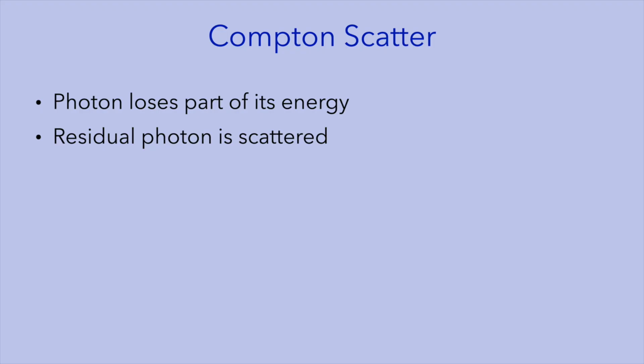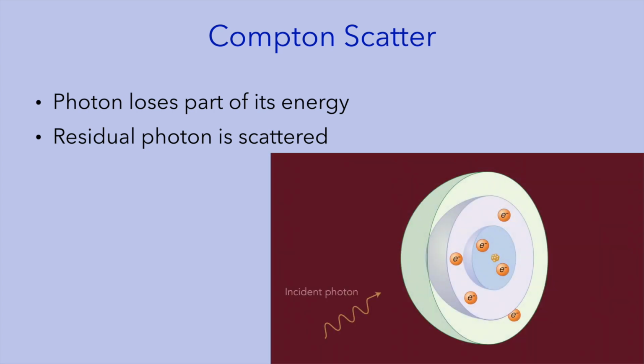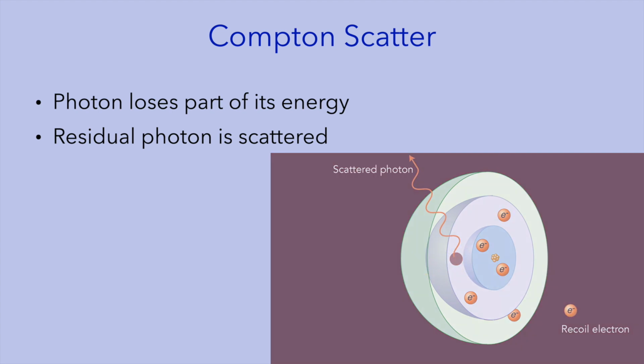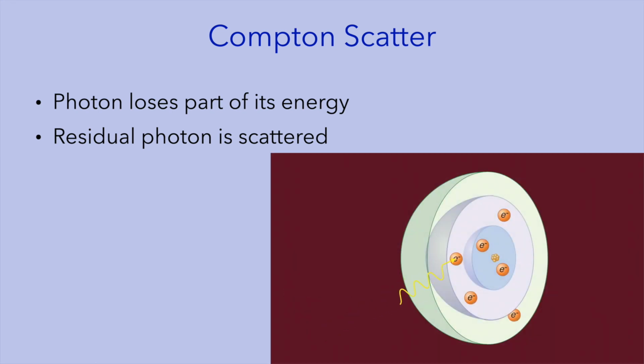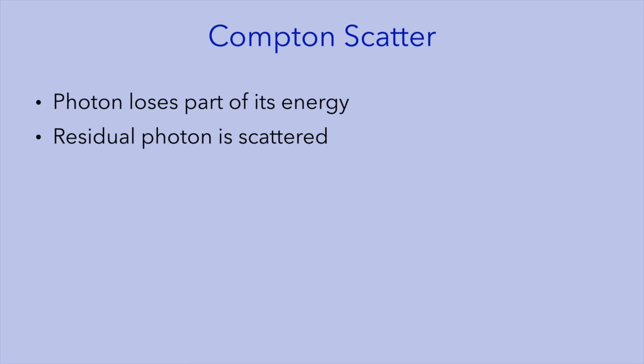The next interaction is Compton scatter. Compton scatter occurs when a photon interacts with an outer orbital electron. In this interaction, the photon loses only part of its energy to the electron. Following the energy loss, the photon is scattered in a direction often different than its original path. Similar to photoelectric absorption, Compton scatter also causes ionization of the target atom.